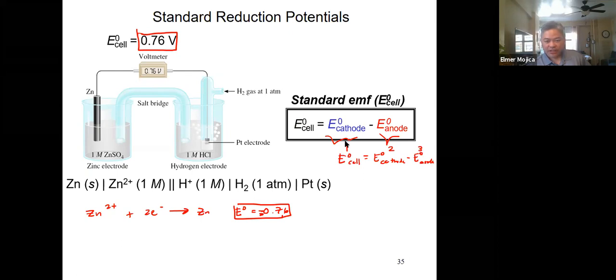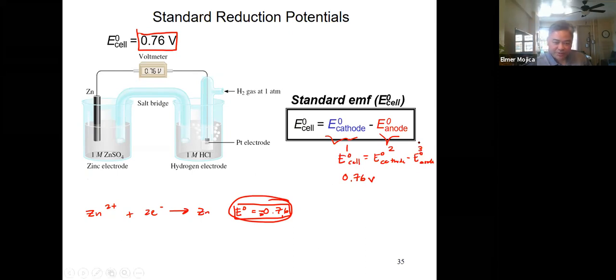So we'll put it in 1. Okay, so that means that's 0.76. So what else do we know? This one is the one that we're looking for. So what else do we know? We also know the E anode.